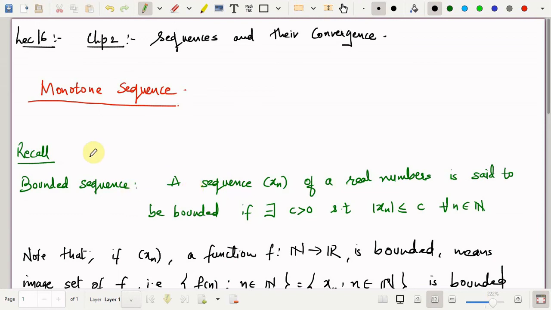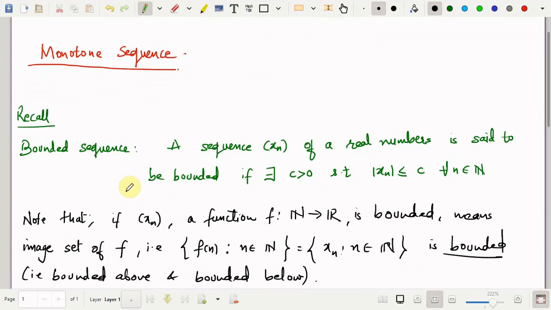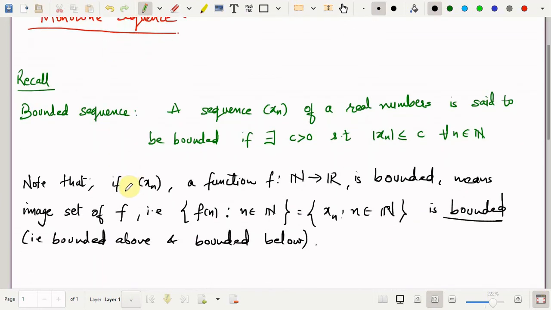Before getting into the topic, let's recall the term bounded sequence, which we have defined in one of the previous lectures. A sequence xn of real numbers is said to be bounded if there exists a positive real number c such that mod of xn is less than or equal to c for each n belongs to N.